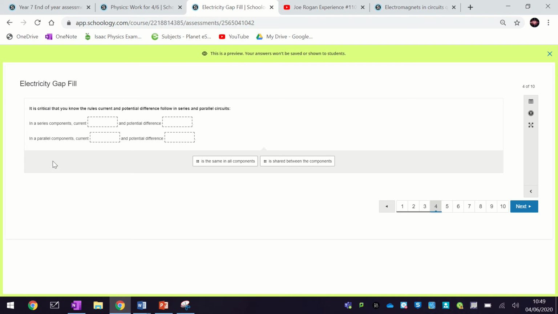Okay, so then the current and potential difference rules in circuits, again, something you just have to know. So in series, current is the same in all components, and potential difference gets shared between them. In parallel, it's the current that splits between them and the potential difference that is the same. Again, you just have to know that.